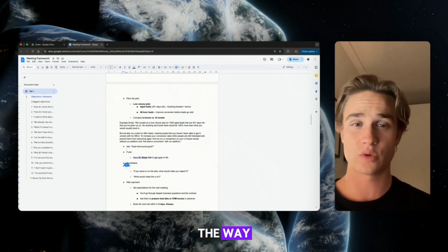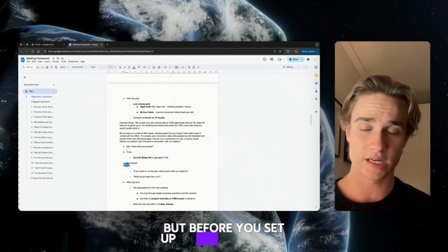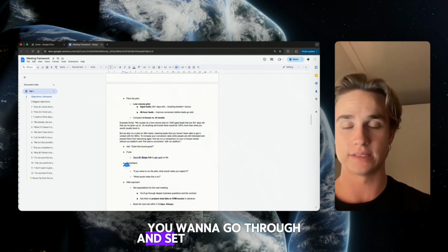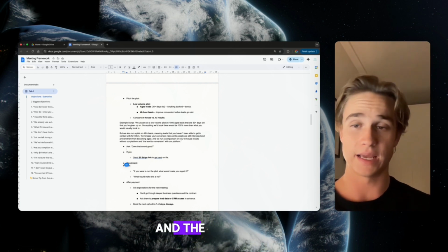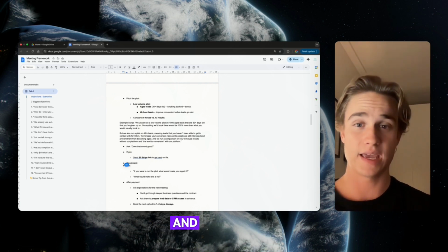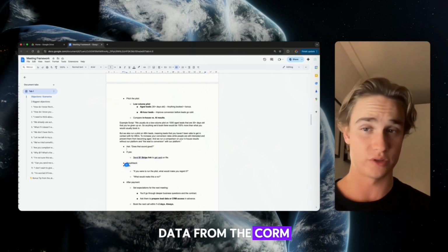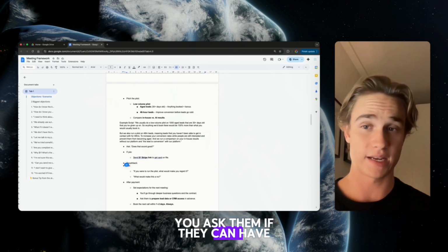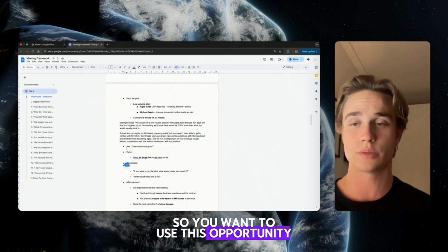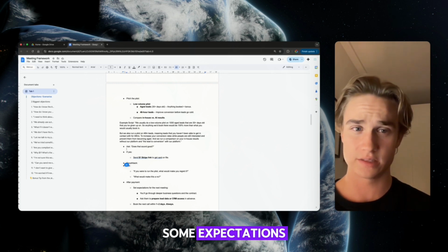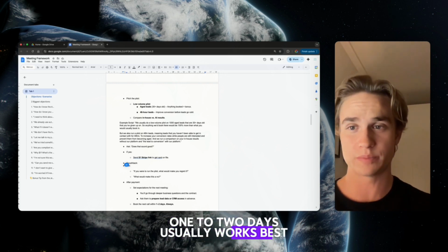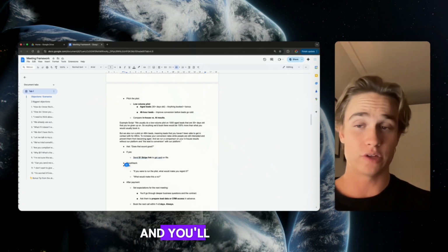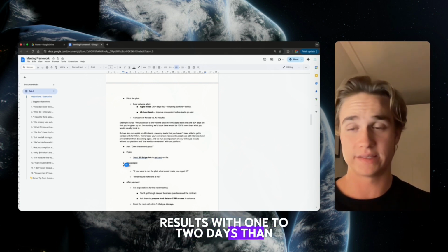Once you get the payment out of the way, you want to set up a meeting. But before you set up the next meeting, you want to go through and set some expectations. You tell them that you'll go over the questions about their business and the contract in the next meeting. If they need to pull any leads or data from their CRM, you ask them if they can have that ready for the next meeting as well. So you want to use this opportunity to set some expectations, and then set up another meeting within 1 to 2 days. 1 to 2 days usually works best because it's early after the sale, and you'll see way better results with 1 to 2 days than doing it a week ahead.